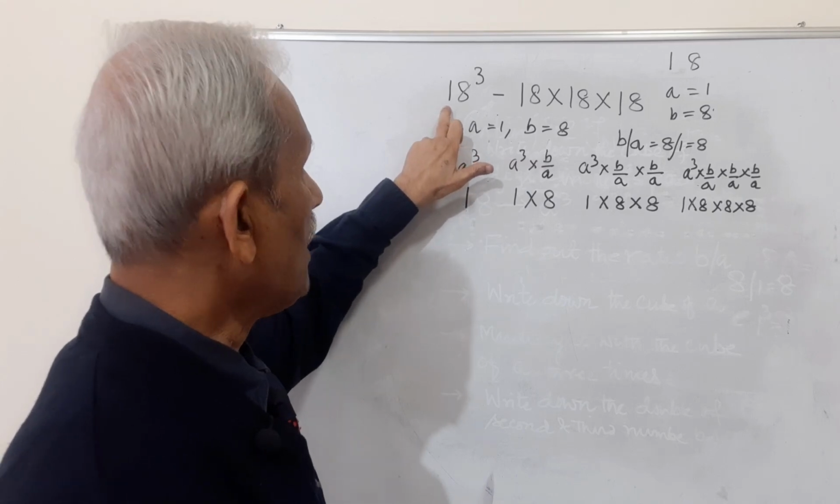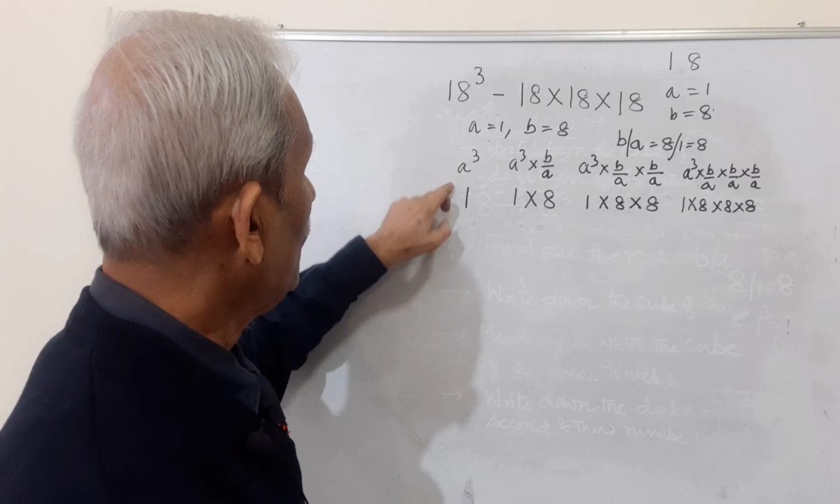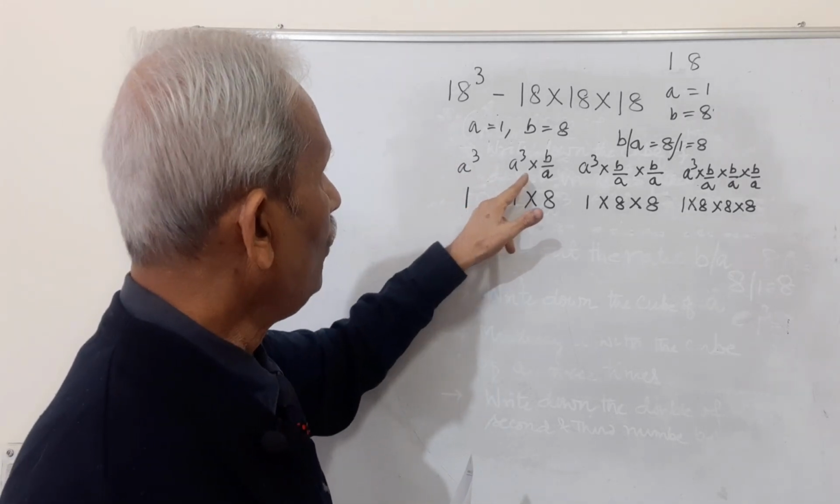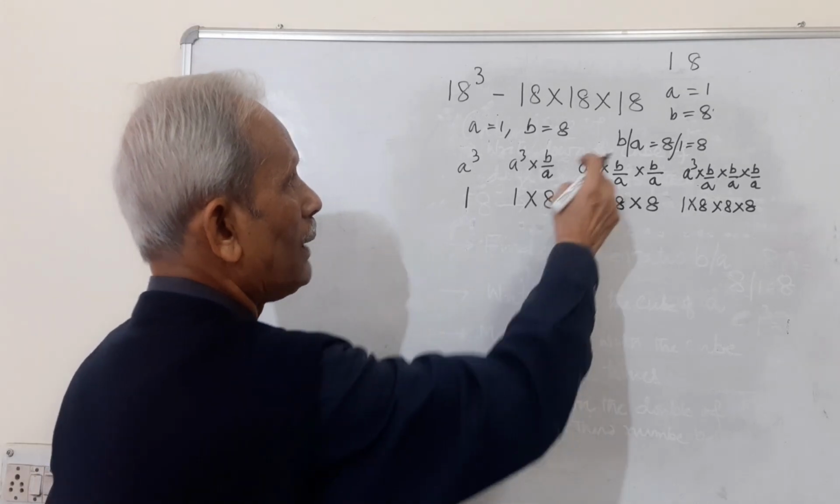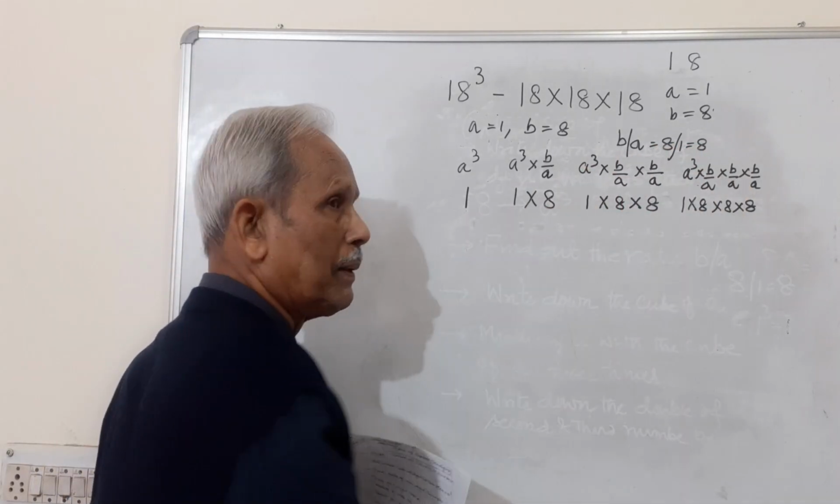The tens place number I am taking as a, and the ones place is b. Then write down a cube. So a cube is 1 here. Then you multiply this a cube with b by a. b by a is equal to what? 8 by 1 is equal to 8. So a cube into b by a is 1 into 8.